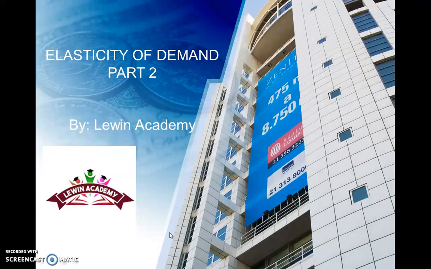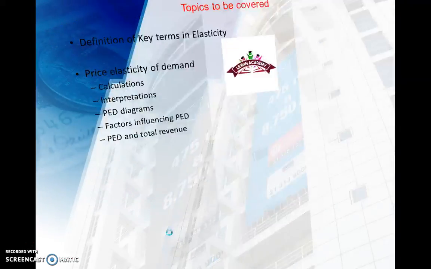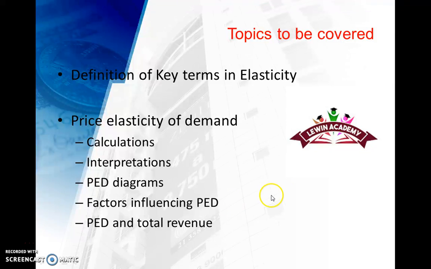In this video we'll be focusing on, in part 1 we defined elasticity of demand, we did the calculations, we did the interpretations, we did the PED diagrams. However, in this particular video we will be doing the factors influencing price elasticity of demand and the price elasticity of demand with its relationship with total revenue.